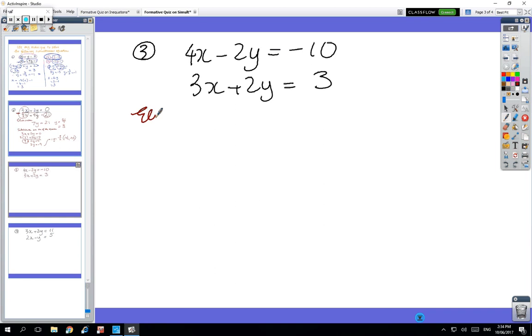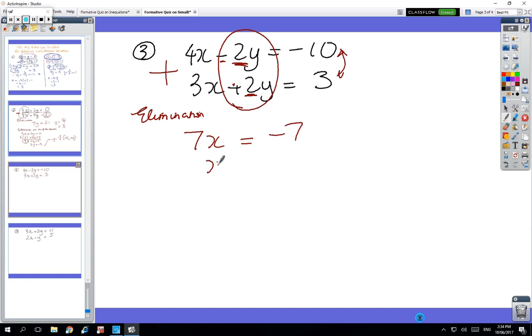Okay, we're going to definitely use elimination. Again, we're not going to use substitution because we don't have a single x or a single y. These are the ones we're going to eliminate because they've both got the number 2, but this time one's a minus and one's a plus, so this time we add to eliminate. So I've got 7x equals those two numbers added together, which is minus 7. So x is minus 7 over 7, which is minus 1. So there's your first answer.